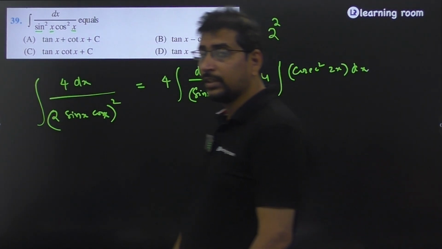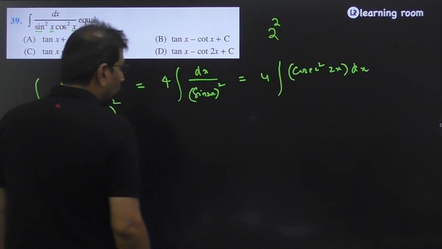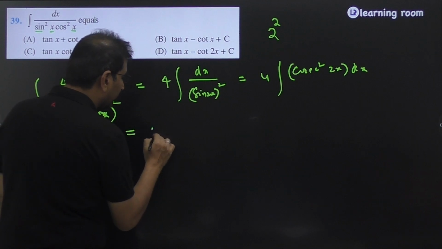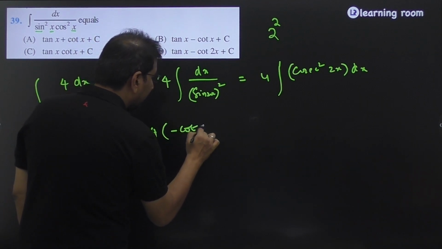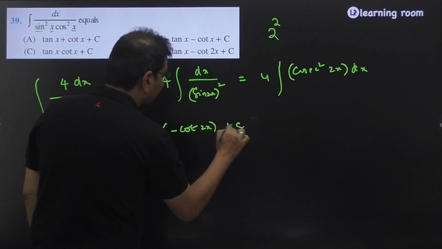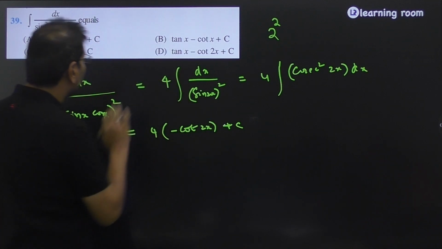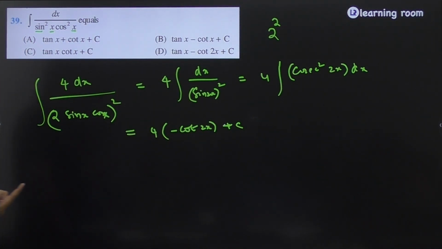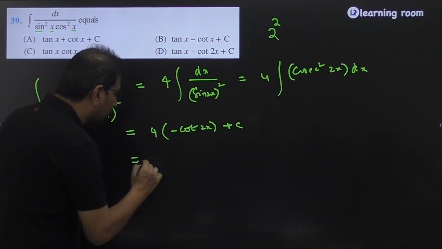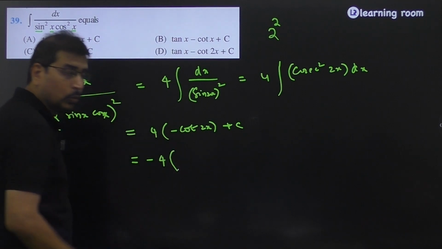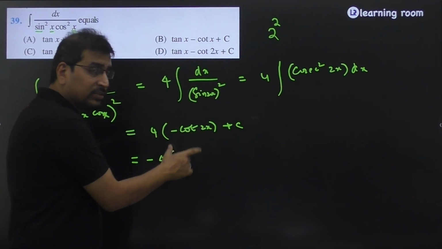What is the integral of cosecant square? It is minus cot. So the answer will be 4 times minus cot 2x plus c. But if you observe, there is no option like that, so we have to manipulate it. Integration is done. So minus 4, if you take it out, cot can be written as cos by sin.